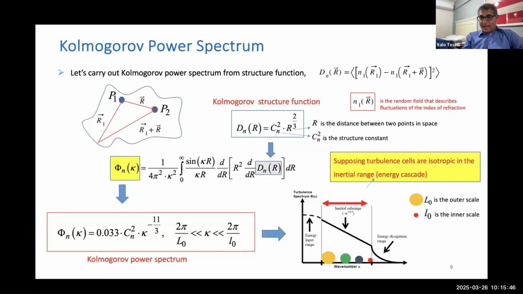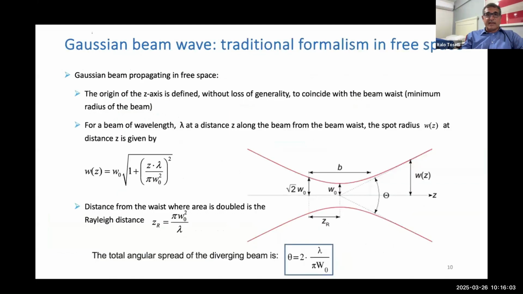So from the outer scale to the inner scale, you have different scales of different size turbulent cells, and outside of this range, of course, you have a different range, which is called, for example, the energy dissipation range, for scales smaller than the inner scale. But let's now start to look at the propagation aspect.